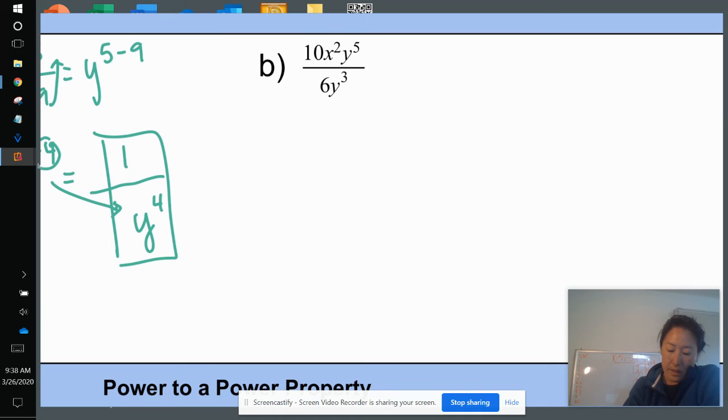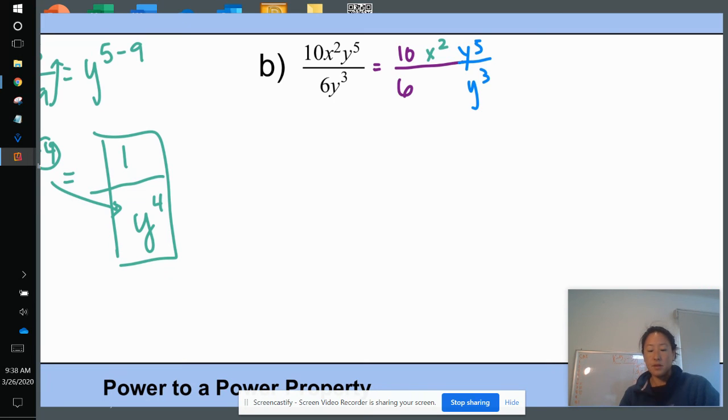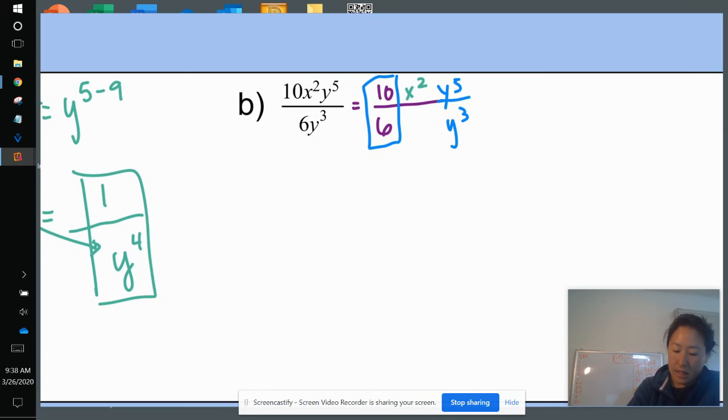I have 10 over 6 times x squared times y to the fifth over y cubed. Okay, so I kind of separate them out so I can see what stuff is going to cancel. To start, the whole numbers, we go ahead and we just divide those. What divides out of 10 and 6? I think a 2, right? So I get 5. 10 divided by 2 is 5. 6 divided by 2 is 3. All right, we took care of that part.